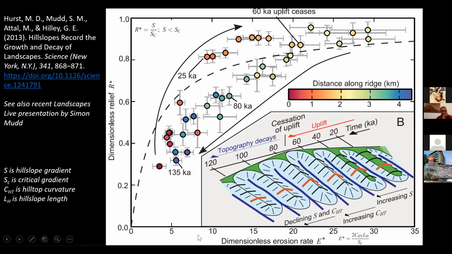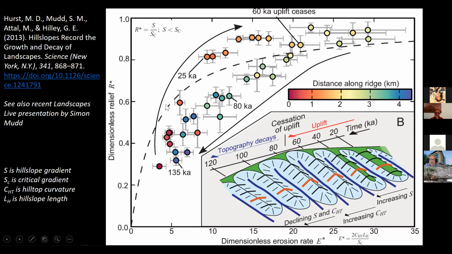And what they showed is if you look at the erosion rate and relief in dimensionless terms, the erosion rate is really a function of hilltop curvature, so how tight is the top of the ridge, normalized by the critical gradient in this landscape, which is maybe 35 degrees. And the dimensionless relief is basically how steep the system is, and it approaches 1 when the hillslope gradients are equal to this critical gradient. And so what we see is the Dragon's Back shows this really amazing hysteresis, where the colors of these dots are distance along the ridge.